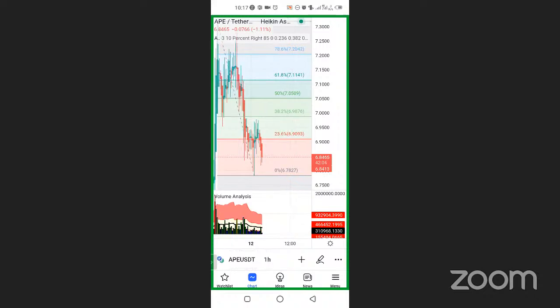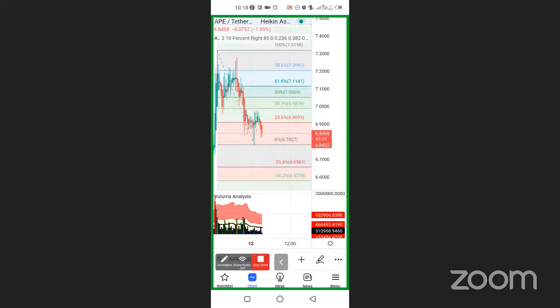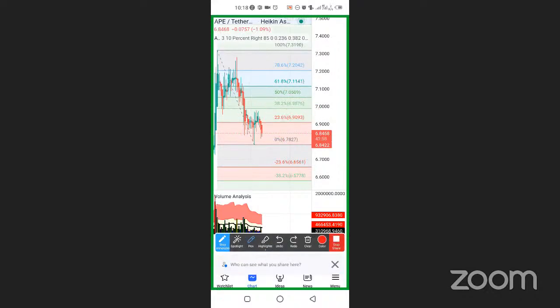APE is in the right situation right now that you can put your preset price at this price here, 6.7827. So that once this market comes down and touches this line, two things might happen. But what's the most common one? It touches the line and it gets back.